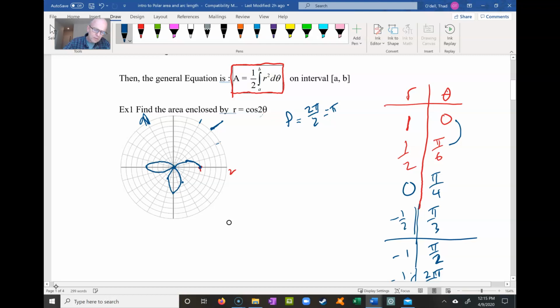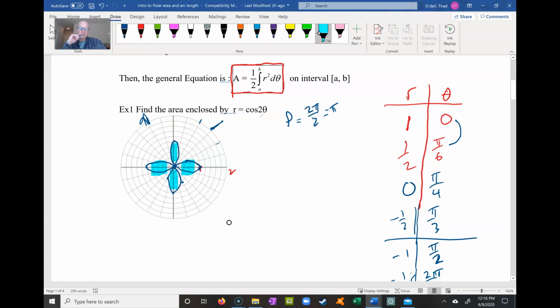1, 2, 3, 4, 5. And it finally ends over there. So that's what it looks like. And if we're trying to find the area enclosed by this whole thing, that means we're actually looking for all of these little leaves or petals, if you will.